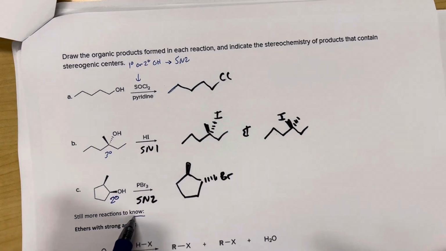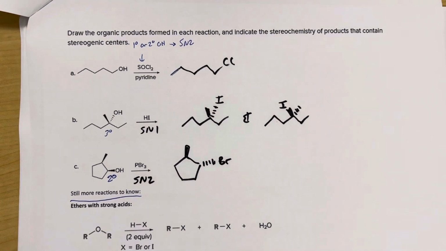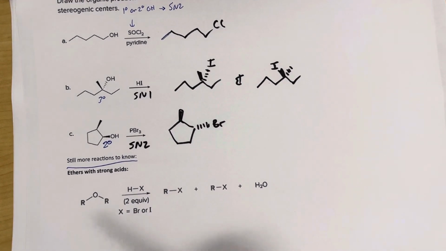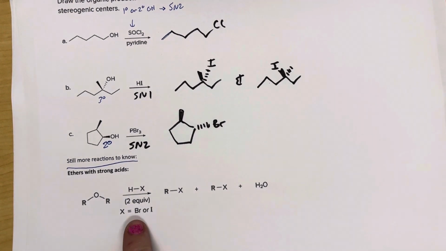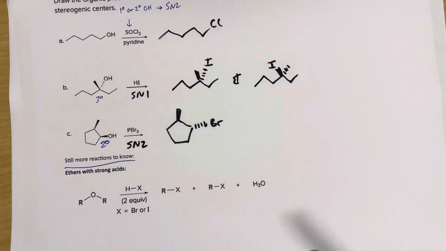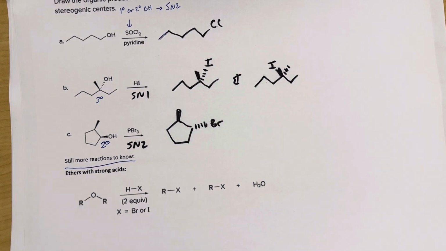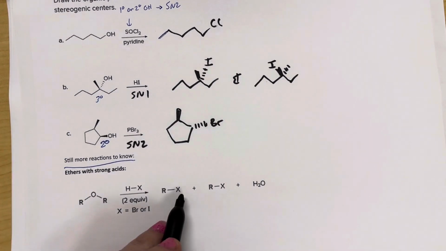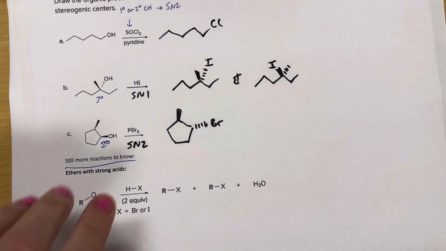Okay, now we're moving on to even more reactions. We don't have time to stop because we got so many. Ethers with strong acid. So ether, if you remember, is an R group attached to an oxygen to another R group. If you react it with two equivalents of a strong acid, so HI or HBr, I guess HCl is not strong enough, you will end up with an X wherever the oxygen is on either side. It's probably easier to show you than to tell you via words.